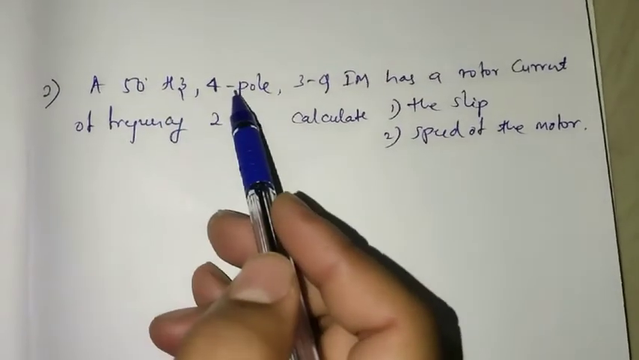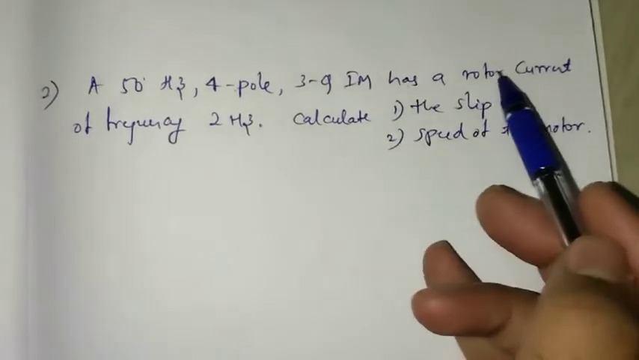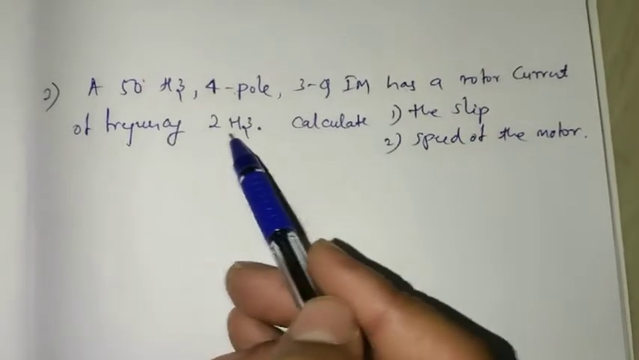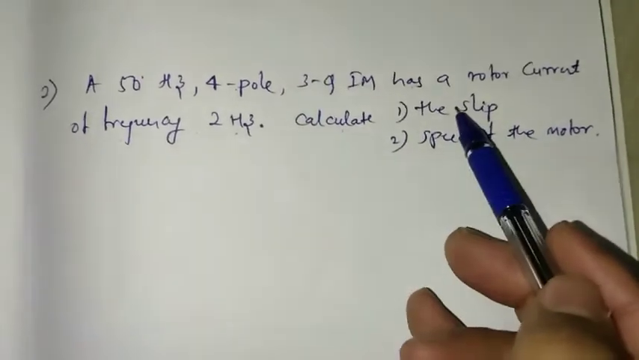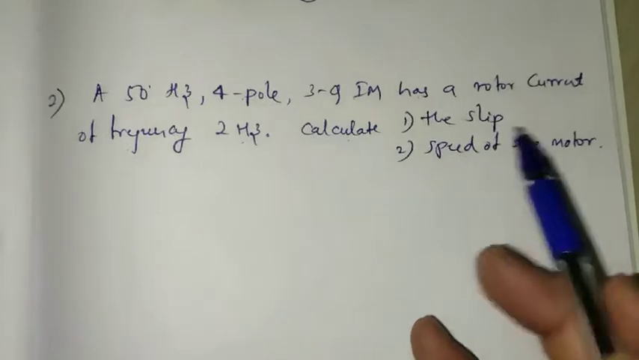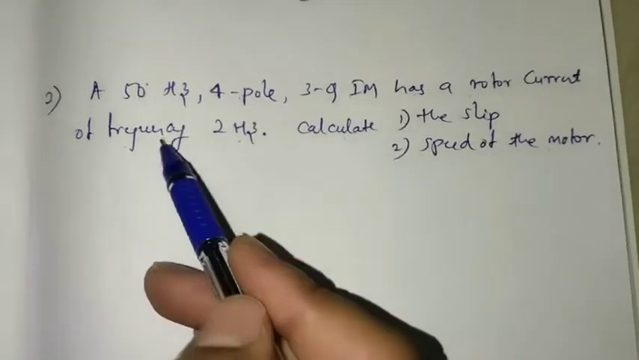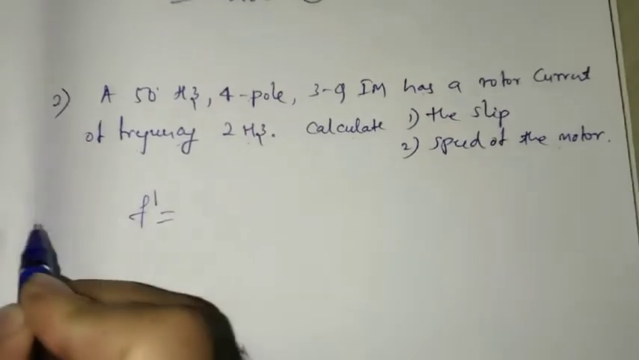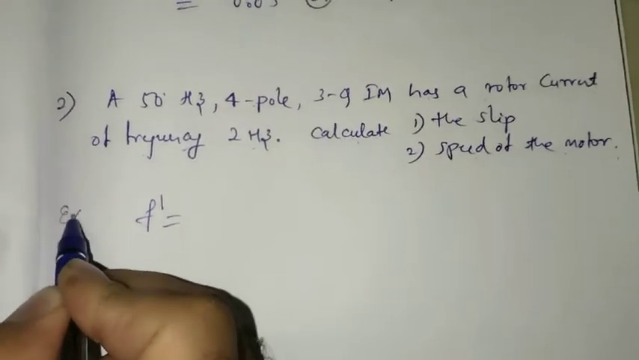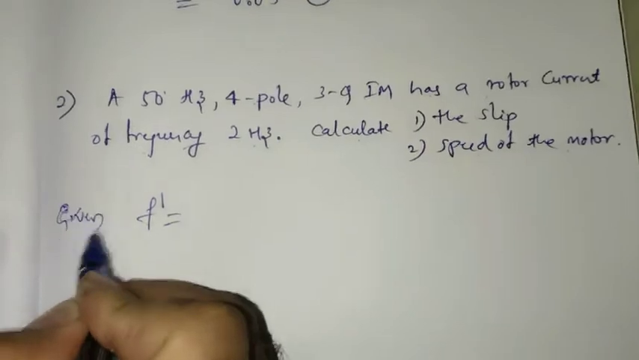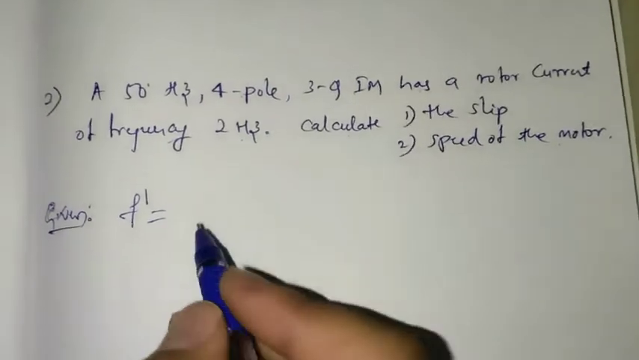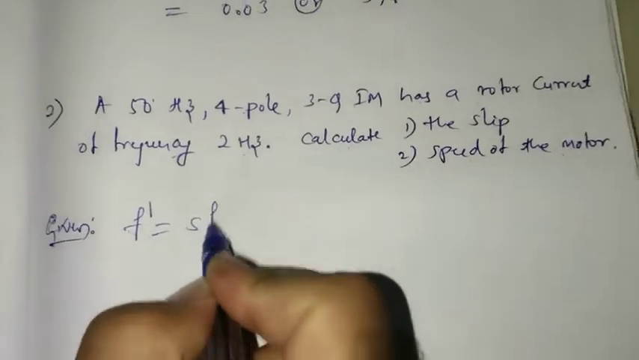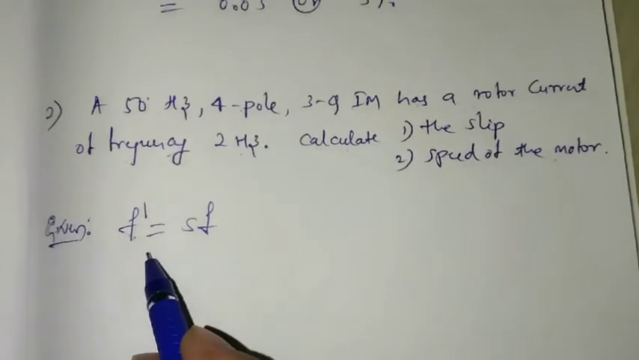A 50 Hz 4-pole 3-phase induction motor has a rotor current of frequency 2 Hz. Calculate the slip and the speed of the motor. So remember, rotor current frequency. Rotor frequency means the value of f dash. In the previous lecture we discussed that f dash is equal to sf, the formula for rotor frequency.